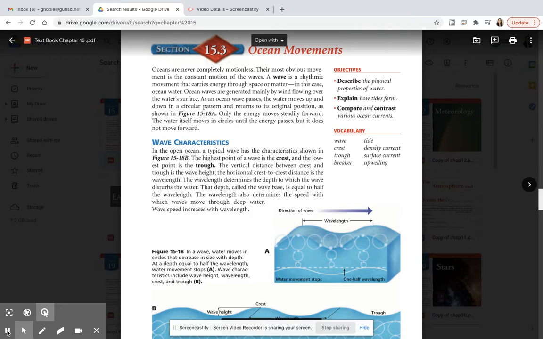The wavelength determines the depth to which the wave disturbs the water. That depth, called the wave base, is equal to half the wavelength. The wavelength also determines the speed with which the wave moves through deep water. Wave speed increases with wavelength.